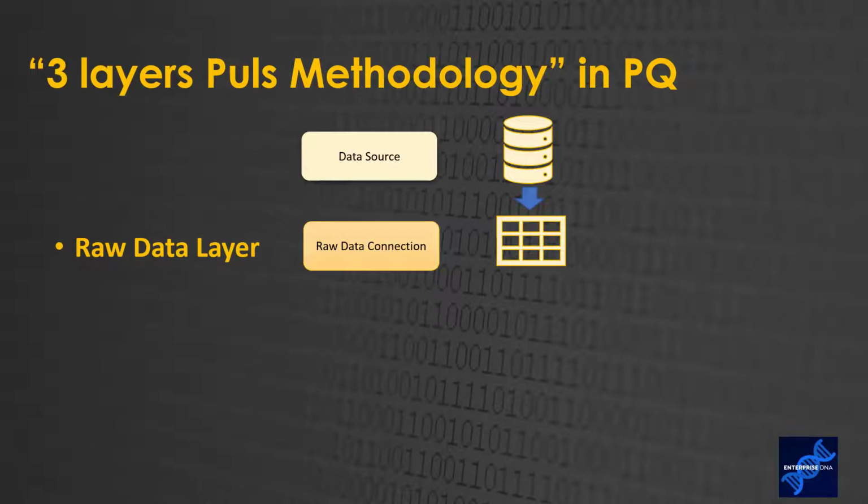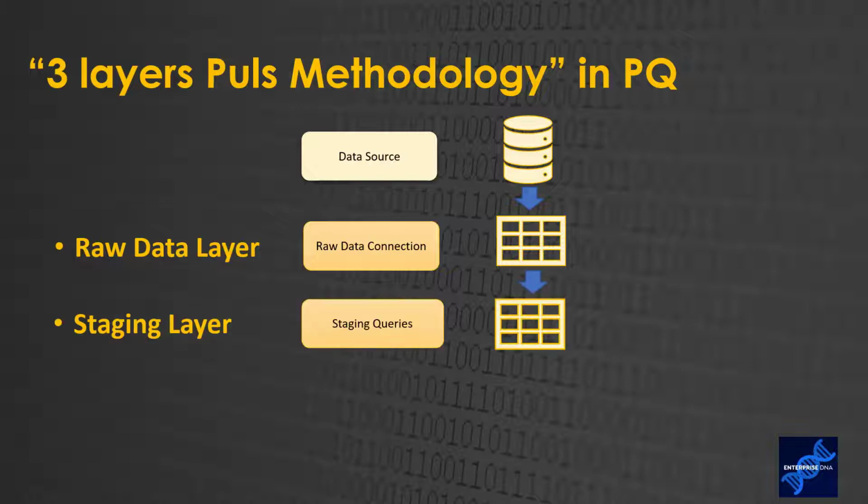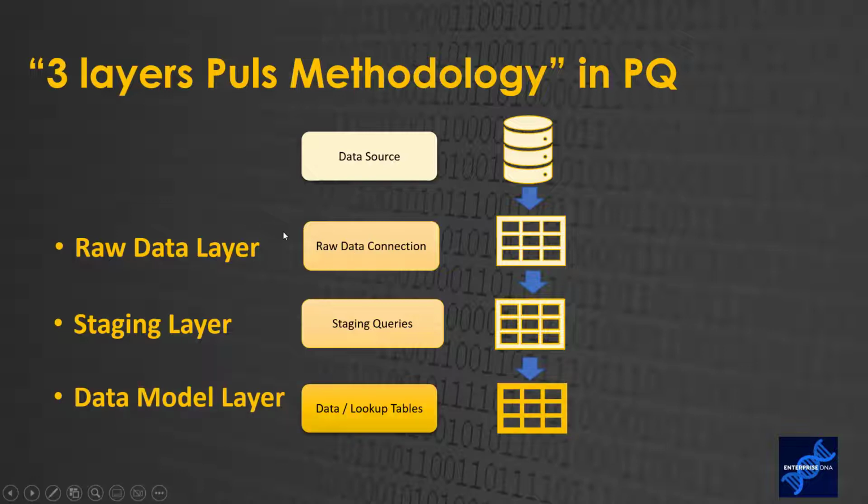As I said, the first layer is the raw data connection, where for each data source you are building a query and not loading it into the data model. The second layer is the staging queries layer, where you can reference the initial raw data query and build your own staging tables. And the third layer is the data model layer, where you keep only what you need to load in the data model, and this is the only one where you enable load into the data model.